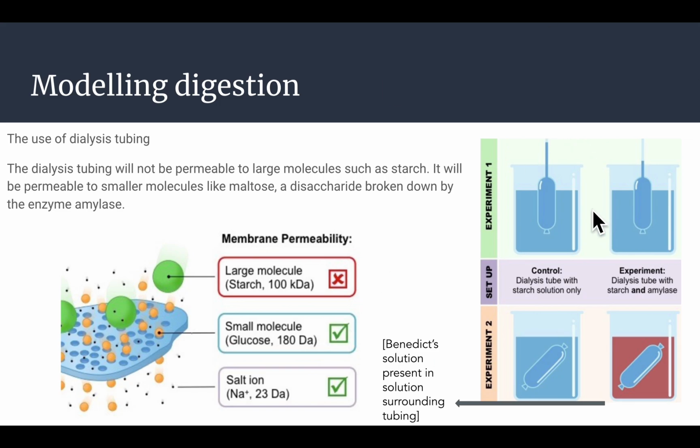So in experiment 1, I believe it's the meniscus level drops, so like this water line drops as the starch is broken down. It's broken down by the amylase that's present in this solution. So amylase and starch are inside the dialysis tubing. So as amylase, this enzyme, breaks down starch, it's going to release maltose, which is small enough to pass through the partially permeable membrane of the dialysis tubing.